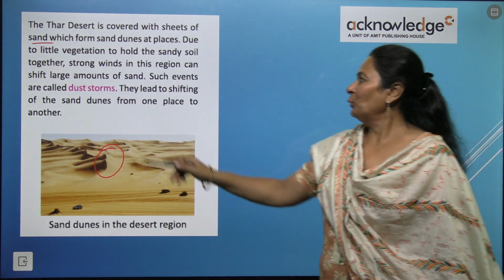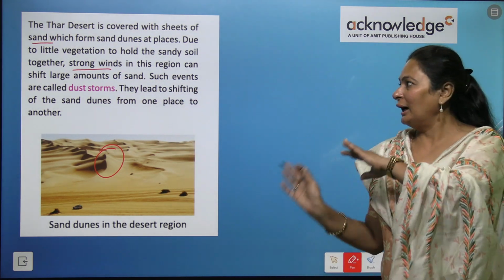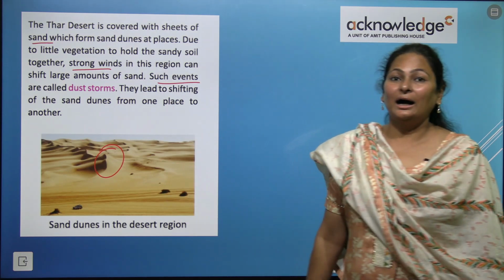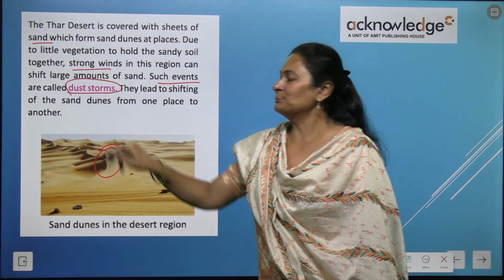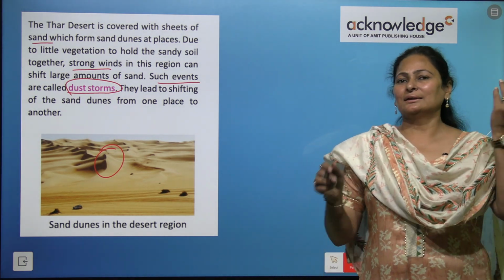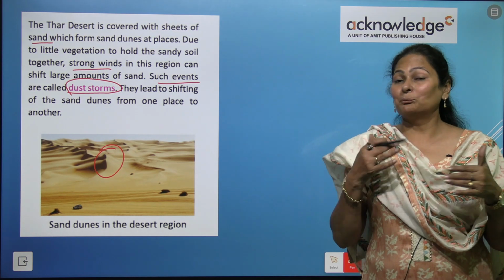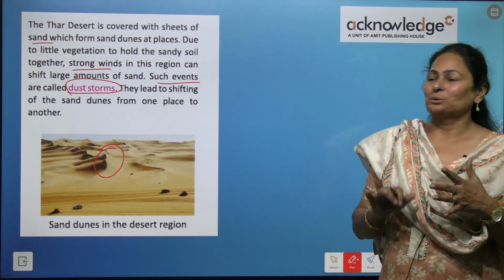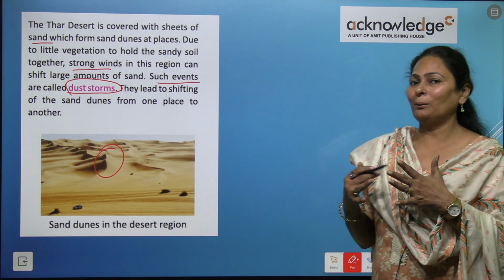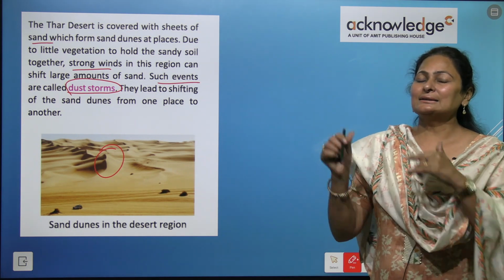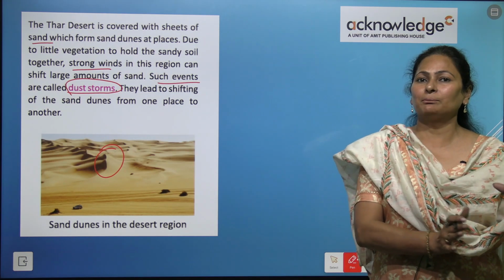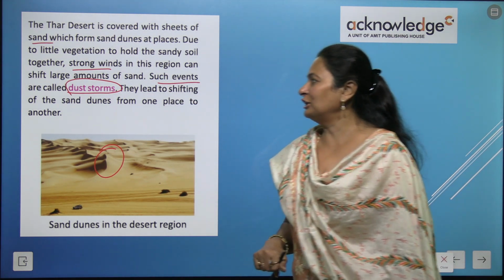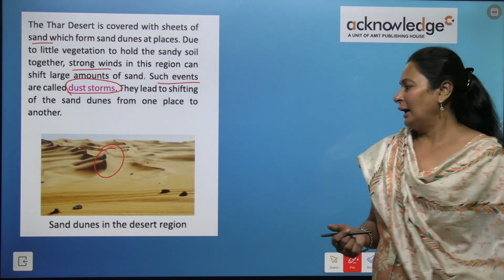Strong winds in this region can shift large amounts of sand from one place to another, right? Such events are called dust storms. You know the difference between air, wind and storms. Air is present everywhere. The moving air is called wind, and the strong moving wind is called a storm, right? So dust storms are a very common phenomenon in the desert region, and these dust storms lead to shifting of sand dunes from one place to another.